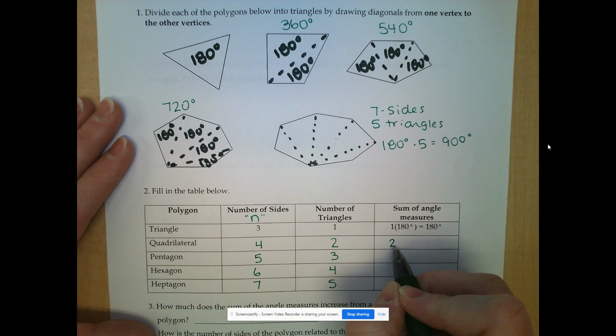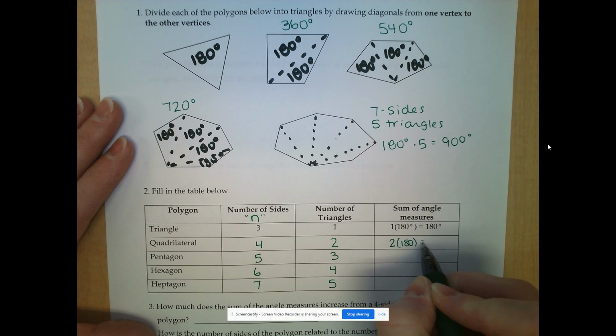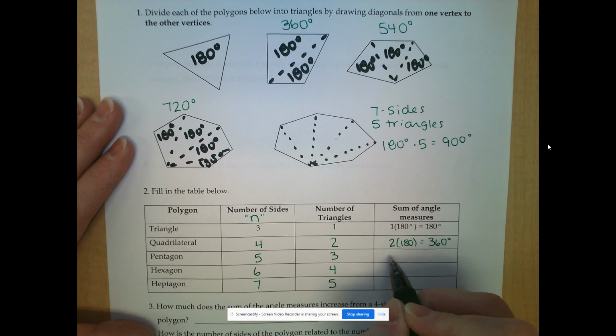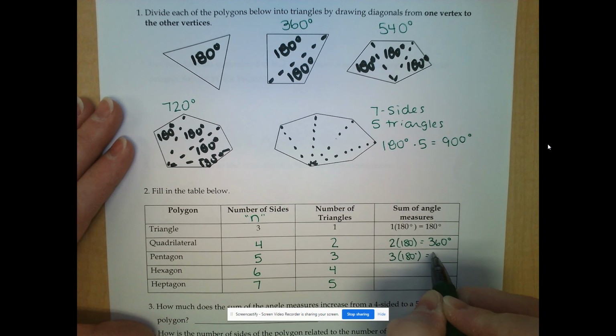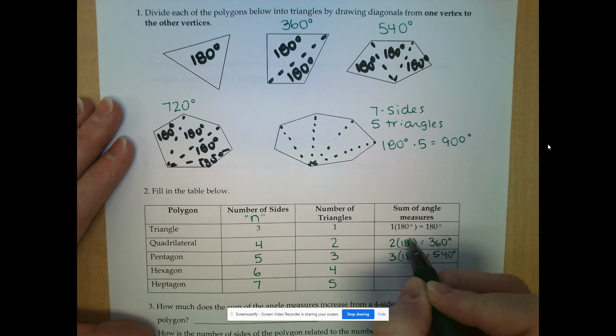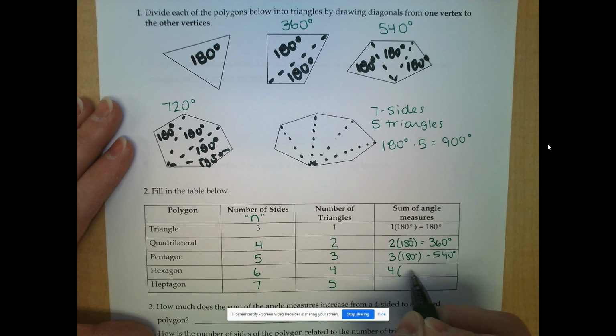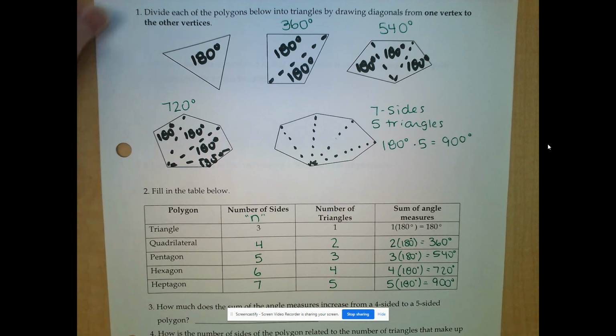So the 2 triangles in the quadrilateral times 180 made it 360 degrees total. The 3 triangles in the pentagon times 180 made it 540 degrees total. The 4 triangles in the hexagon, 180 degrees each, made it 720 degrees in the hexagon. And 5 triangles at 180 degrees each made the heptagon 900 degrees.